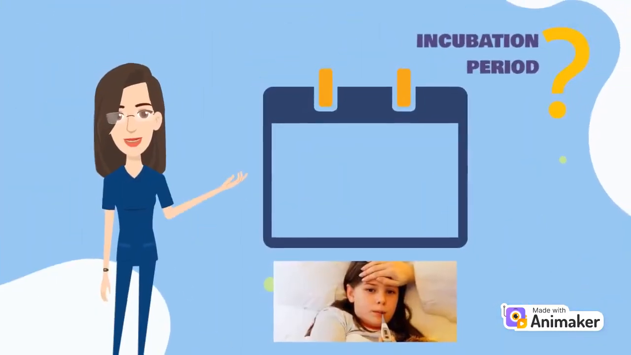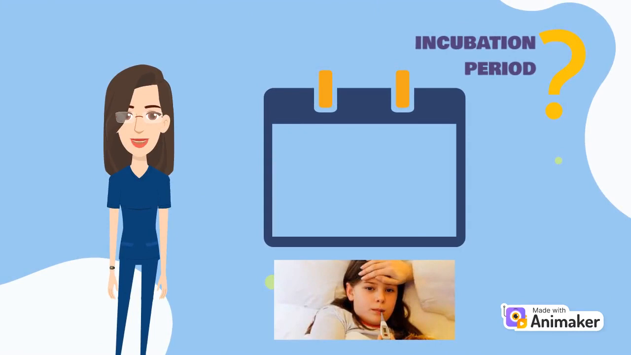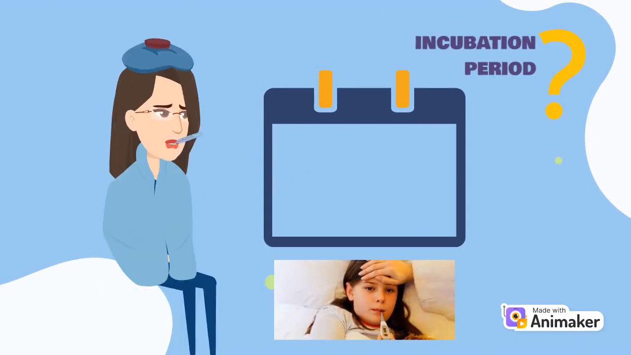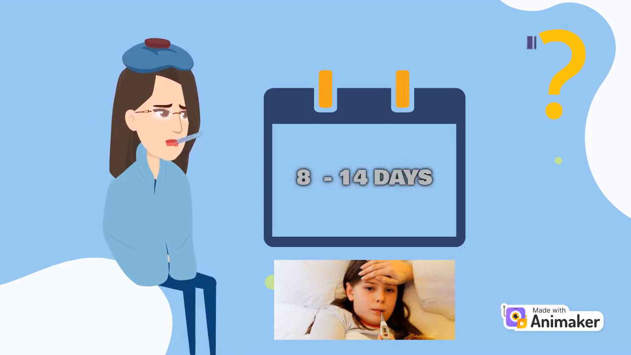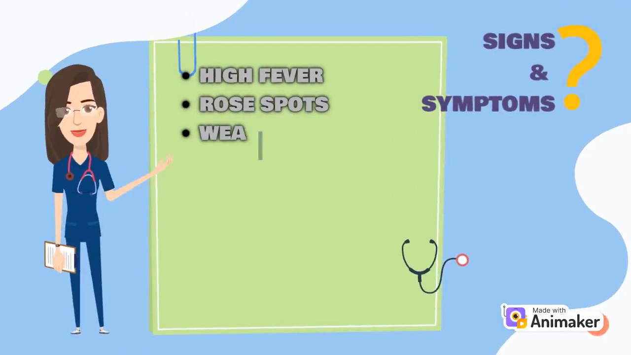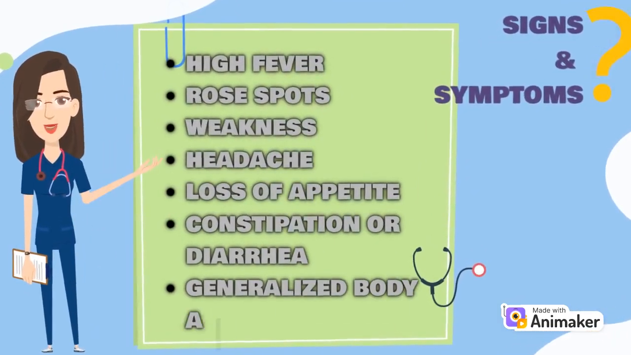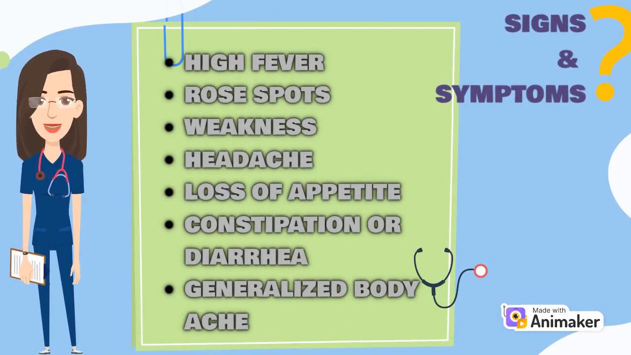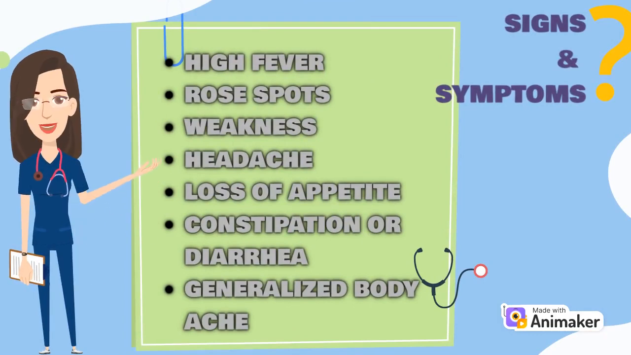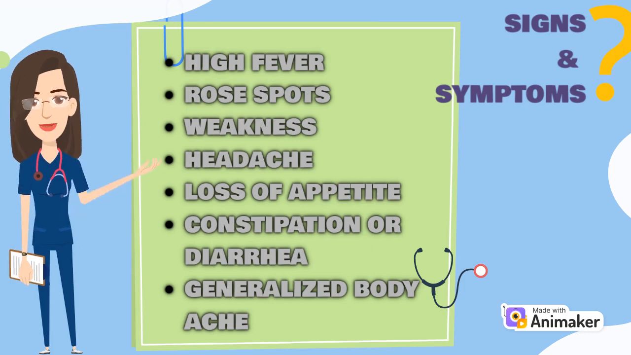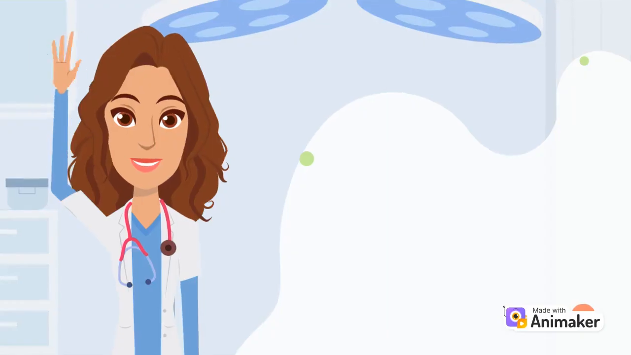The incubation period depends on the inoculum size and on the host factors. It typically ranges from 1 to 3 weeks with an average of 8 to 14 days. The most common signs and symptoms of typhoid fever are high fever, rose spots on the chest, weakness, headache, loss of appetite, constipation or diarrhea, and generalized body ache.